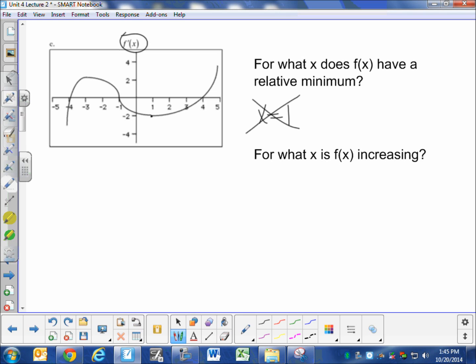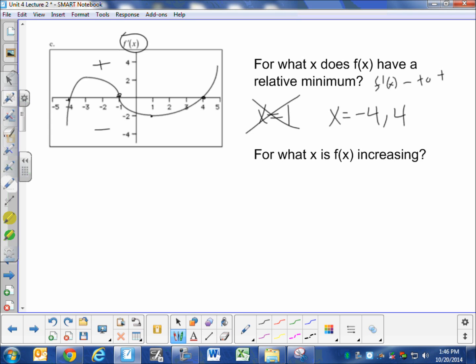Where would the relative min of f be? Well, these are negative values. These are positive values. You've got zeros at -4, -1, and 4. So those are locations of horizontal tangents or critical points. The only way we have a minimum is if f prime goes from negative to positive: it goes from negative to positive at -4, and from negative to positive at 4. Those are the locations of a relative min.